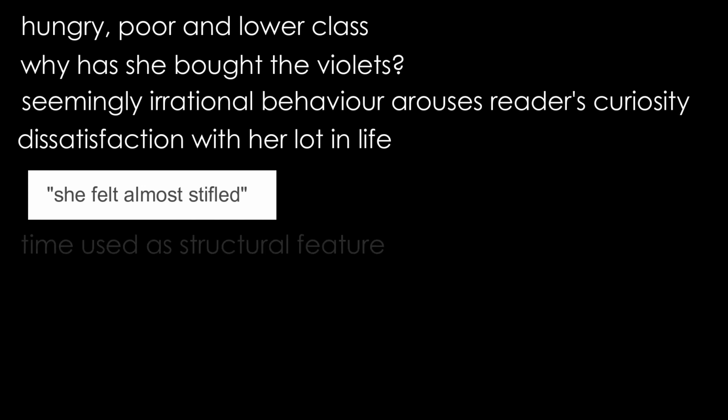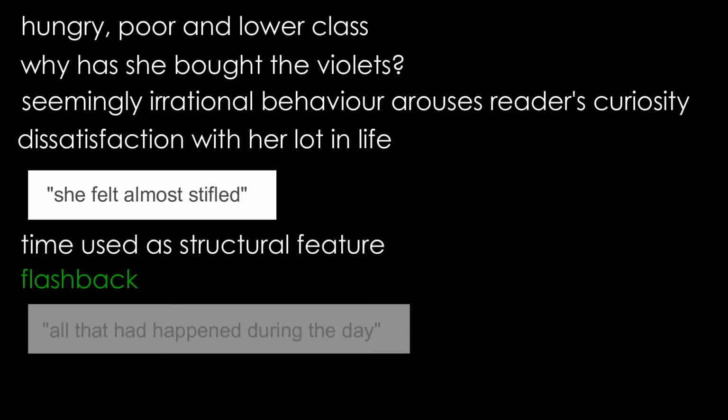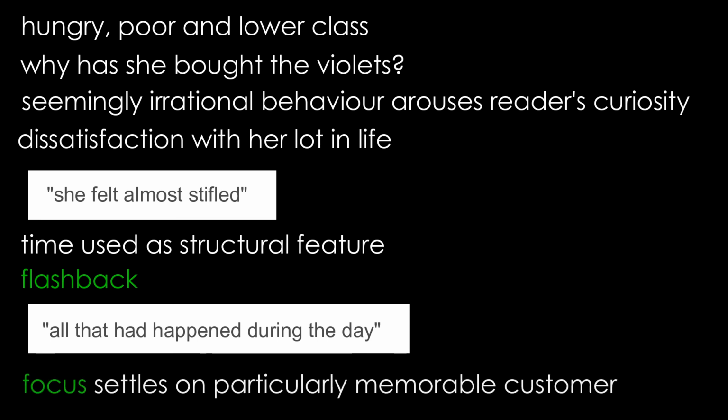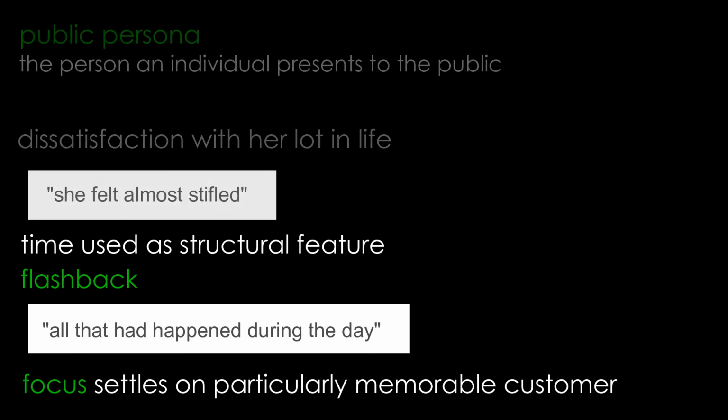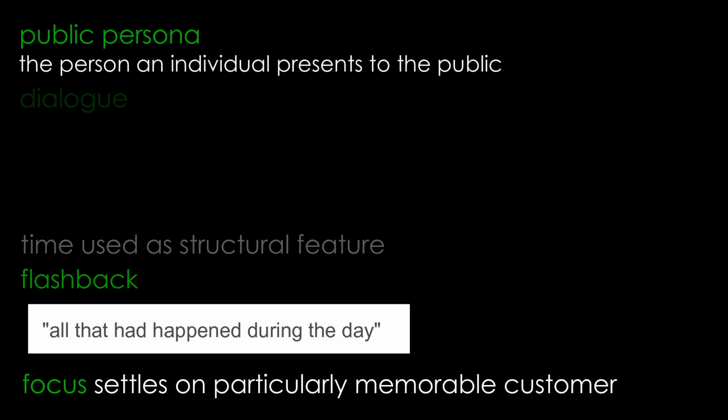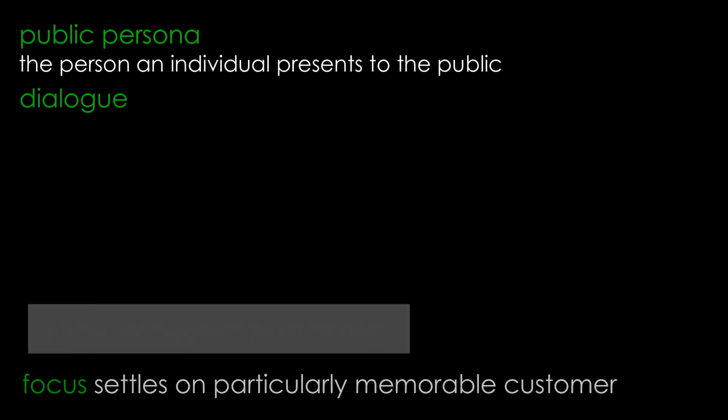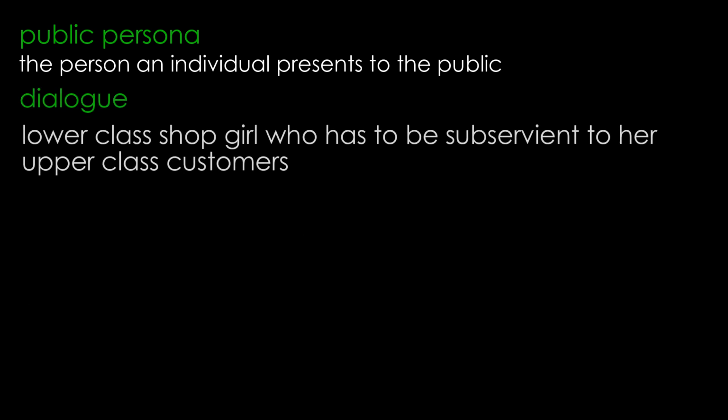Mansfield uses time as a structural feature, employing a flashback to all that had happened during the day, until Rosabel's focus settles on a particularly memorable customer. We now see Rosabel's public persona, which is revealed through dialogue, as that of a lower-class shop girl who has to be subservient to her upper-class customers.